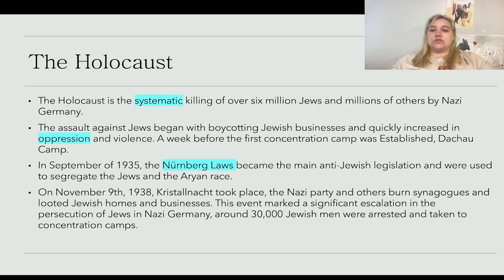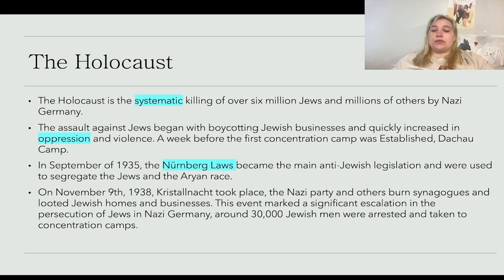Next, we have the assault against Jews that began with boycotting Jewish businesses and quickly increased in oppression and violence. A week before the first concentration camp was established, Dachau. So basically, what this is saying is a week before the boycotting of Jewish businesses began, the first concentration camp opened and was named Dachau Camp.